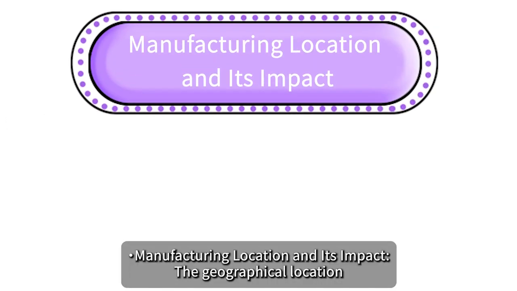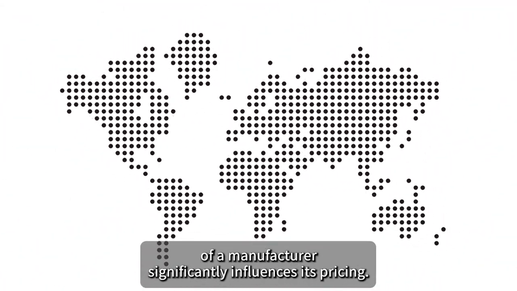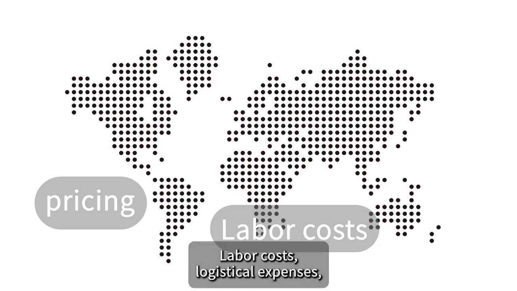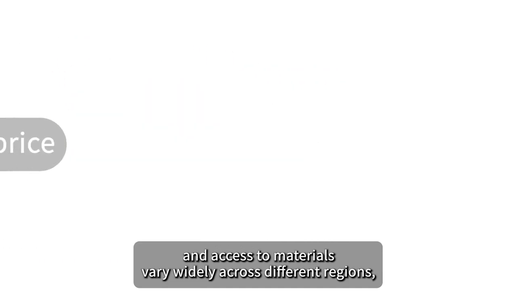Manufacturing location and its impact. The geographical location of a manufacturer significantly influences its pricing. Labor costs, logistical expenses, and access to materials vary widely across different regions, impacting the final price.